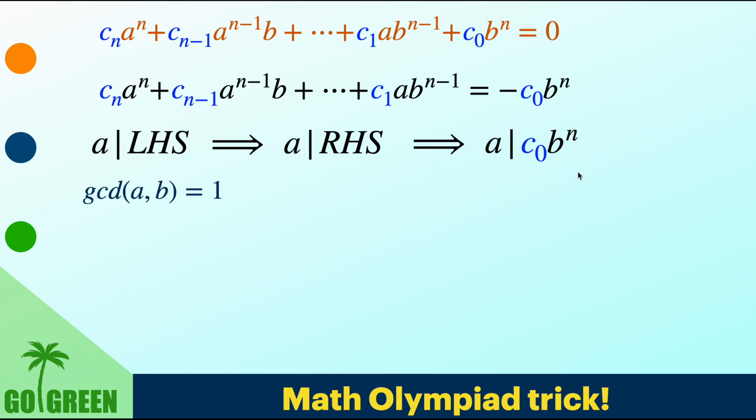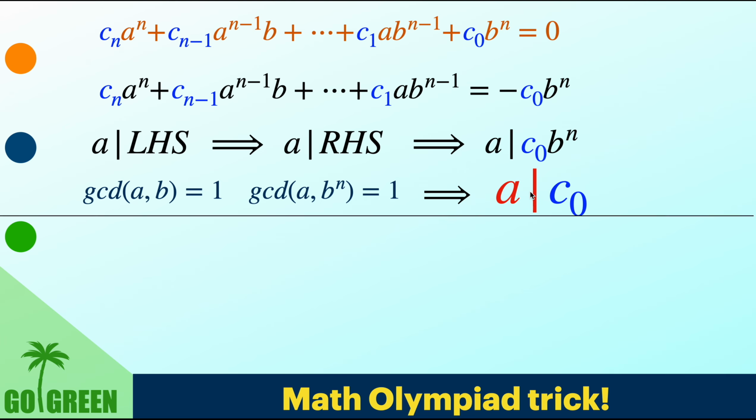Now again, same logic. GCD of a and b is 1, that is the assumption. We can always find such a, no problem. And then GCD of a and b to the n is therefore 1, fine. And that implies this: a divides c0. Why? Because a divides the product of c0 and b to the n, and GCD of a and b to the n is 1 from here. Therefore, a in particular divides this individual number c0, which is here.